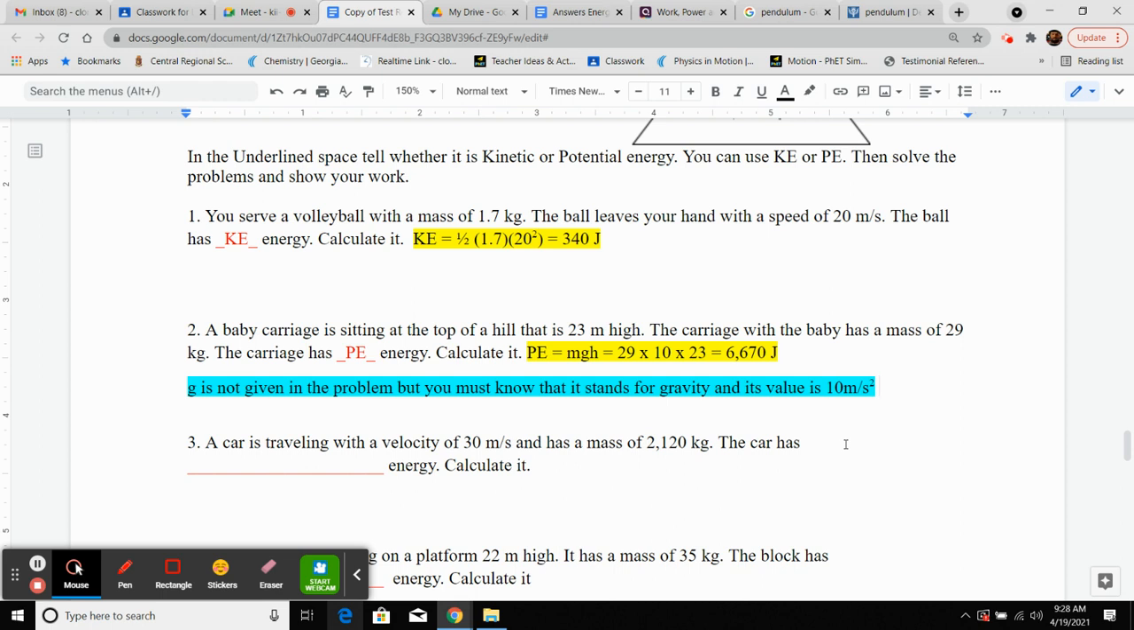Other classes may use 9.8, but we're using 10 because it just makes the calculations a little bit cleaner, a little bit easier. Basically, guys, if it has speed in there, it's going to have some kinetic energy.